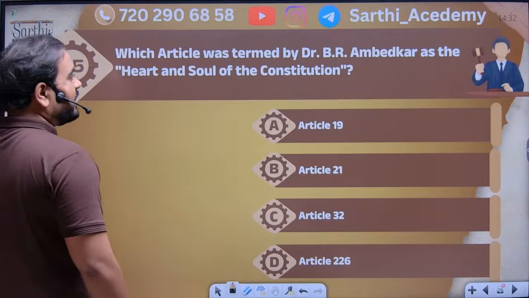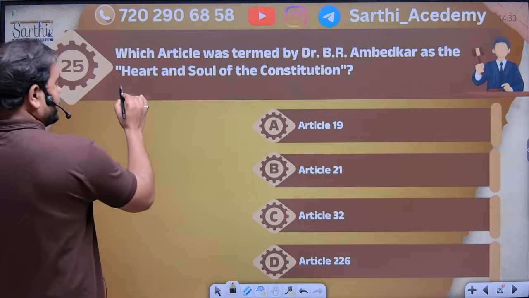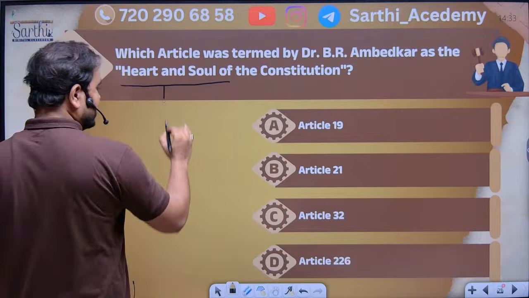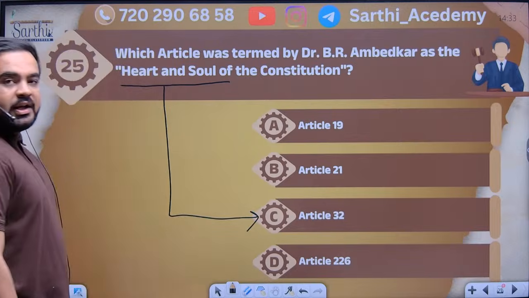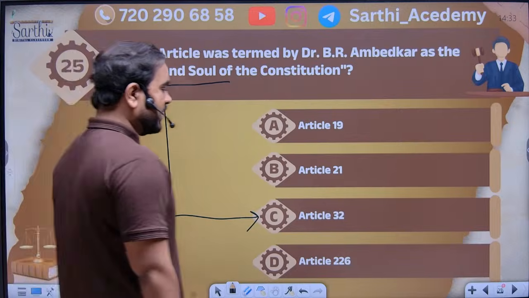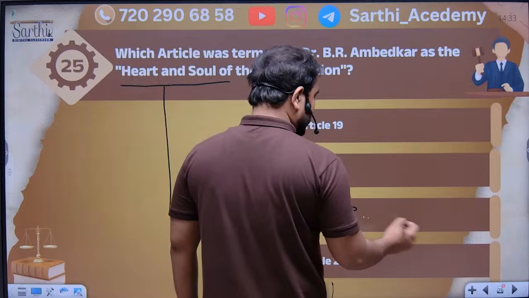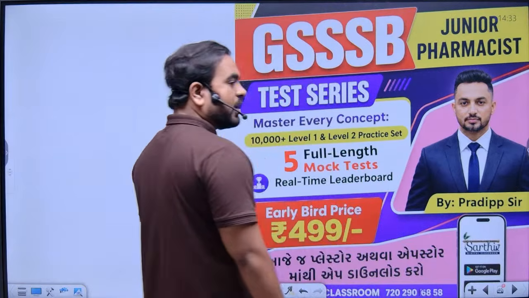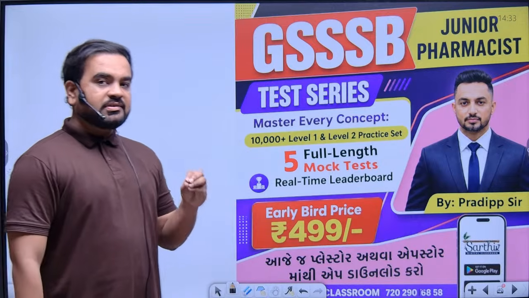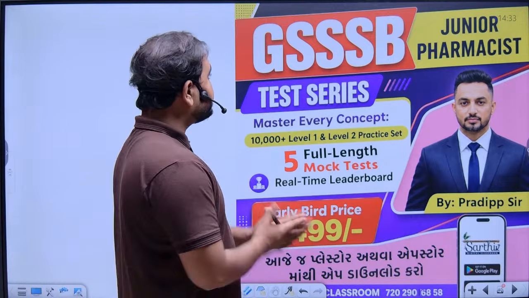Which article was termed by Dr. B.R. Ambedkar as the heart and soul of the Constitution? And that article is right to constitutional remedies. That is article number 32. Article number 32. In article 32, how many writs are provided? 5 writs are provided in article number 32.